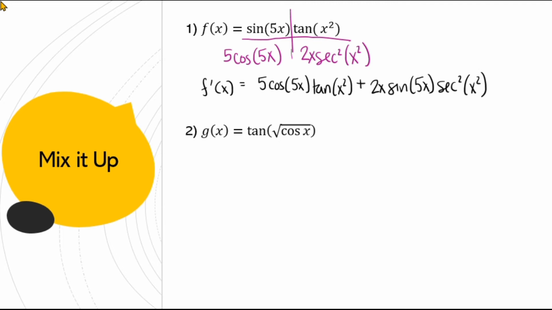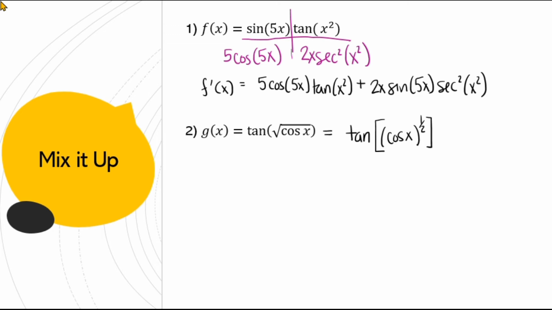Number 2 is actually kind of gnarly. So I'm going to start with a rewrite and try to make it clear. So we have a tangent, which is definitely on the outside. And honest to God, the first time I did this, I totally messed it up. And the tangent is of cosine of x to the power of 1/2. So going back to those fractional exponents to prepare for differentiation.